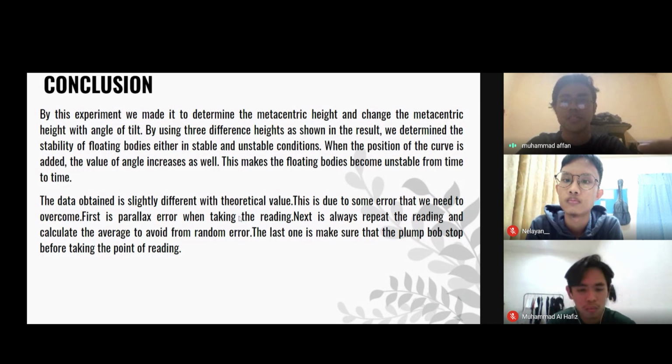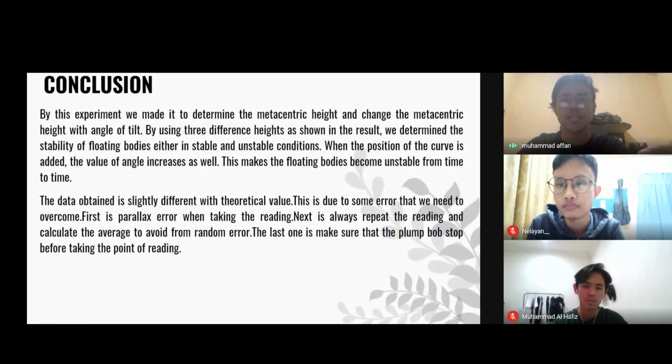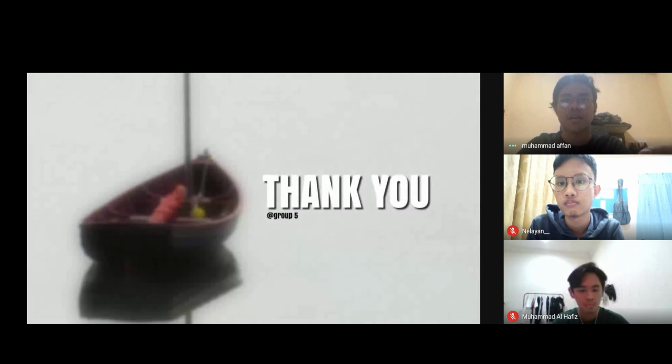However, the data obtained is slightly different from the theoretical value. This is due to some errors that we need to overcome. Firstly, we need to avoid parallax error when taking the point of reading. Next, we should always repeat the reading and calculate the average to avoid random error. And the last one is we should make sure that the pump has stopped before taking the point reading.